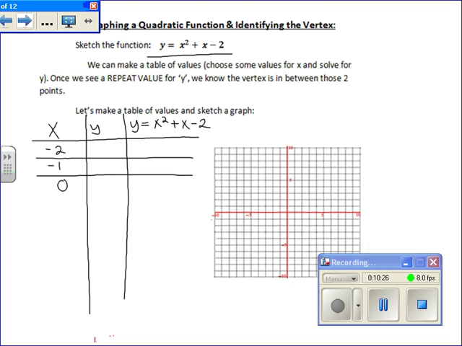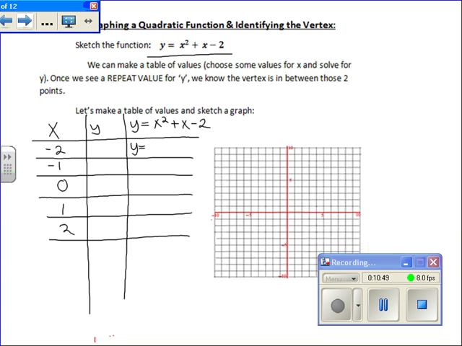So -2, -1, 0, 1, 2. That's good. That should be enough to give us the shape of our parabola. If you do this and you're not getting the shape of your parabola, you just need to pick a few more points. So let's plug in x equals -2 into my equation for this parabola.